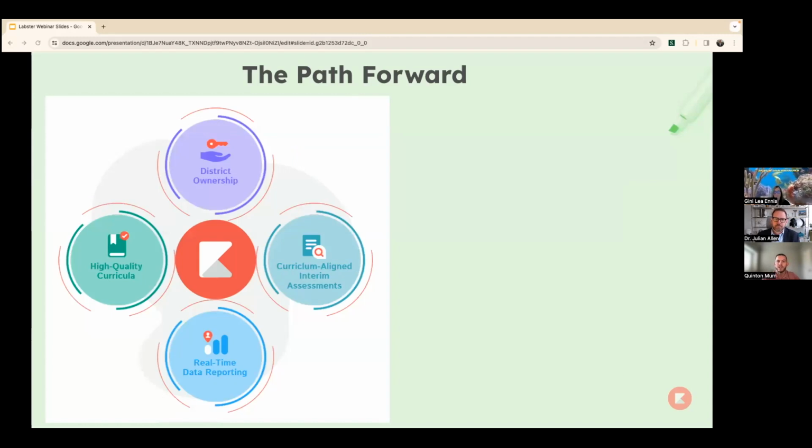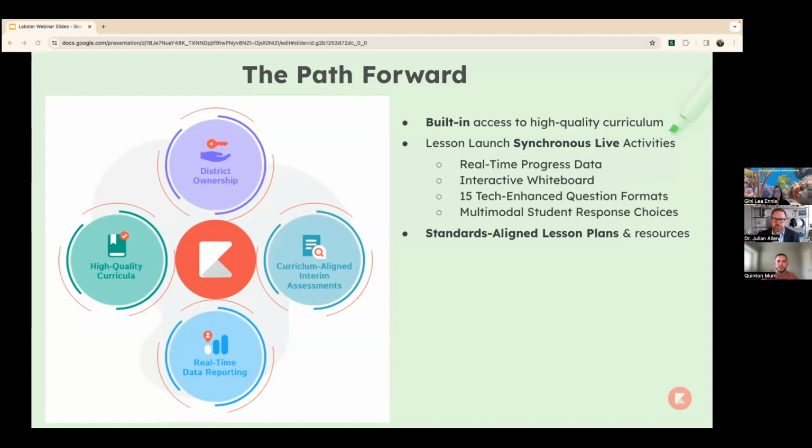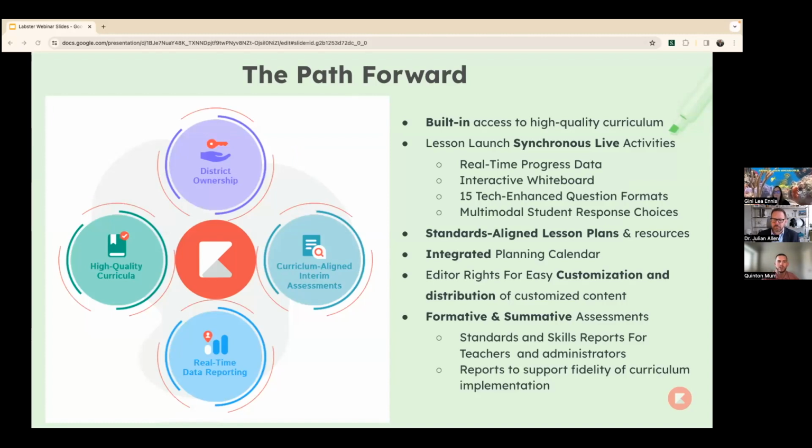So, moving into the path forward, for the sake of time, I'm going to slide through these so you can read them on your own. I really just want to talk a little bit about Kiddom as you're reading through these. As I dive into Kiddom, I want you to know that we strongly believe that while high quality core curriculum is crucial for student success, relying solely on a standalone curriculum is just not sufficient.